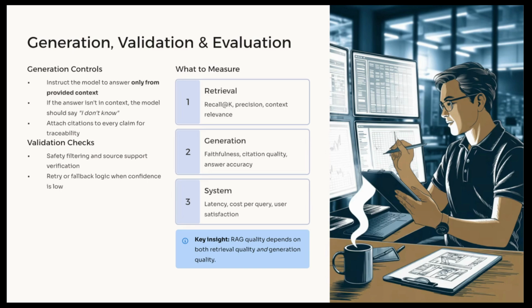For retrieval, we measure things like recall at K, precision, and context relevance. For generation, we measure answer accuracy, faithfulness, citation quality, latency, cost, and user satisfaction. The key idea is this. RAG quality depends on both retrieval quality and generation quality.